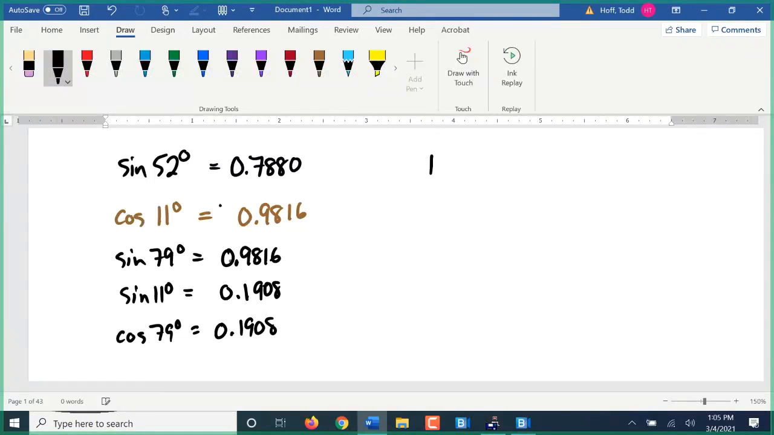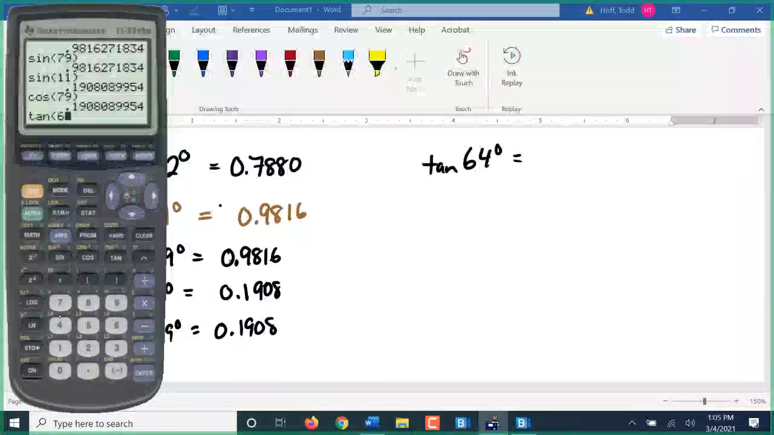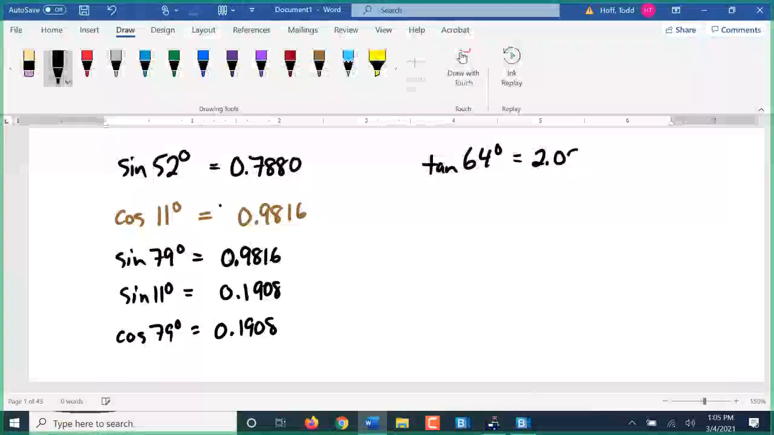Let's find the tangent of 64 degrees. Well, we have a tangent key on the calculator, just tangent 64, close parentheses. Now there it is, 2.050 is our tangent.